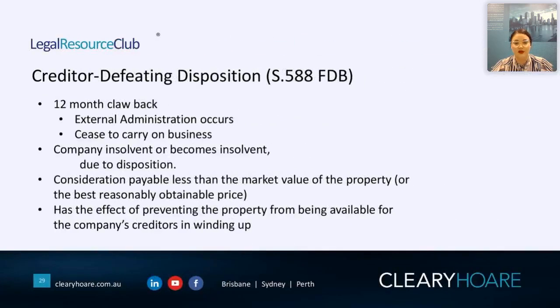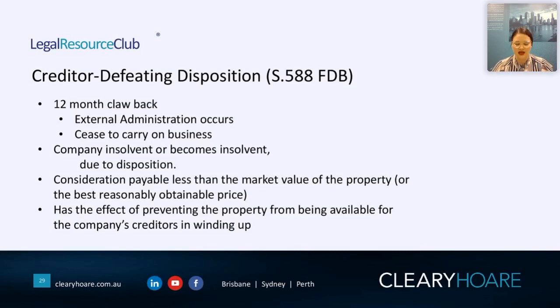So we have a relatively new section in the Corporations Act, which is in relation to creditor defeating dispositions. This has seen the implementation. This was brought on to restrict illegal Phoenix activities. So what is this? A creditor defeating disposition is a disposition of company property for less than its market value or best reasonably obtained price. This has to have the effect of preventing or hindering or significantly delaying the property from becoming available to company creditors in winding up.